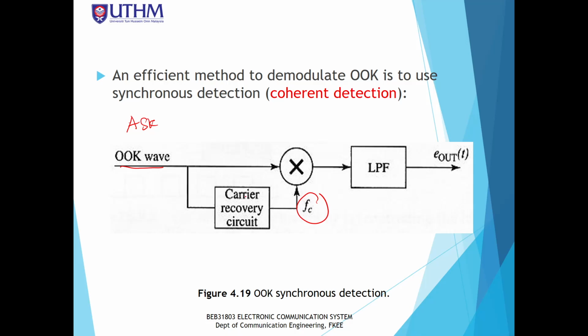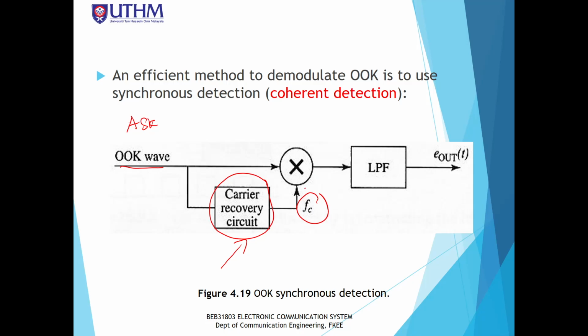Since we are using carrier information for the demodulation process at the receiver, this is called the coherent process, coherent detection. If it is non-coherent, that means we are not using the carrier information. Since we are using the carrier information for the demodulation process, this is a coherent detection.